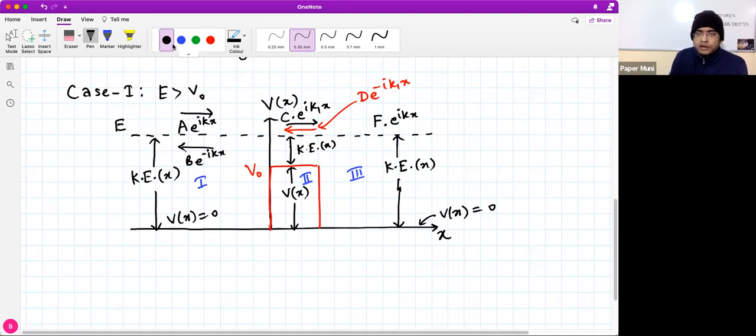All right, and let's see what happens. Let's talk about the momentum of the particle in each region. Okay, so region 1. Now this again is not a real potential.